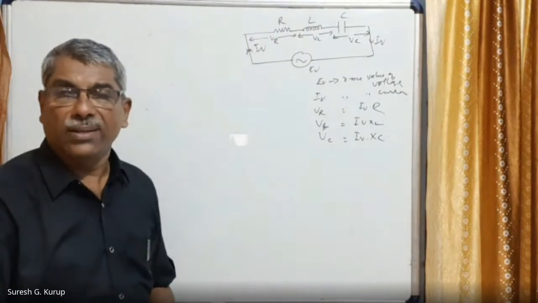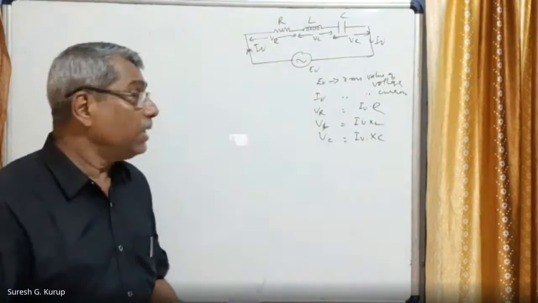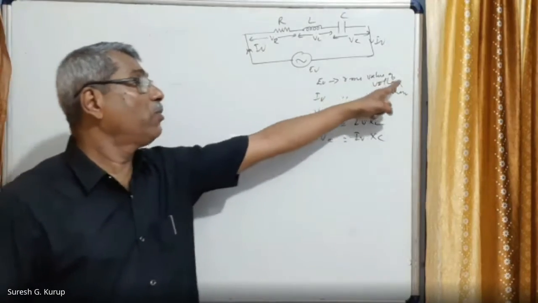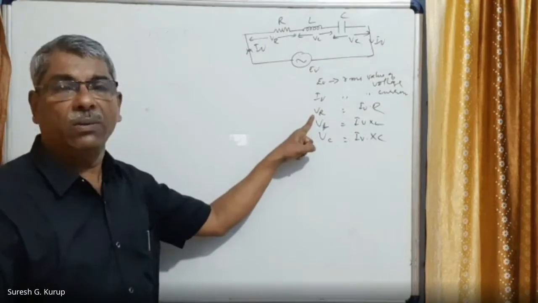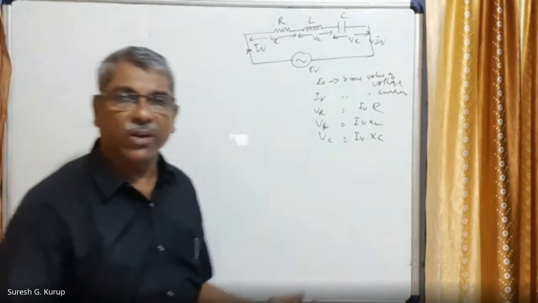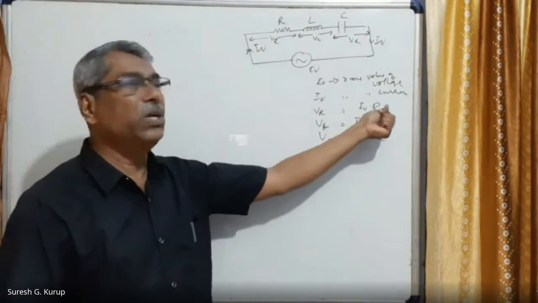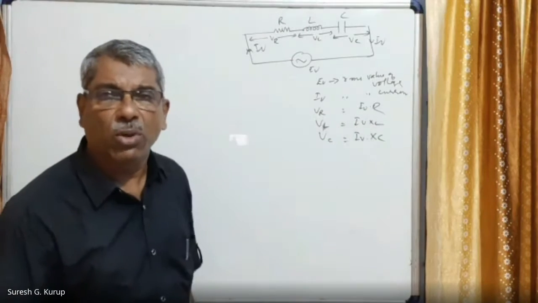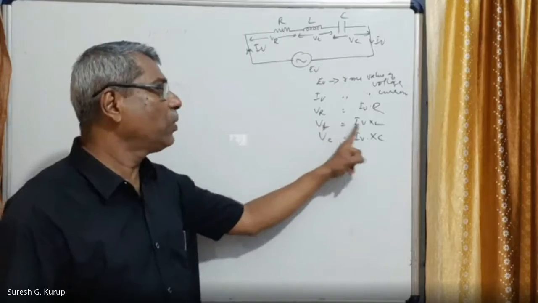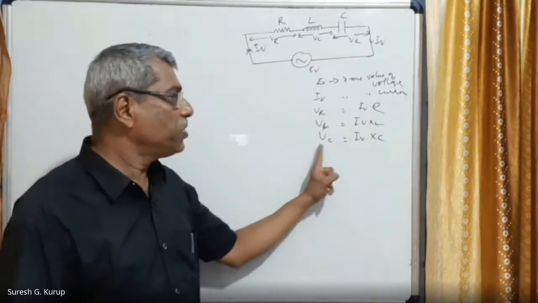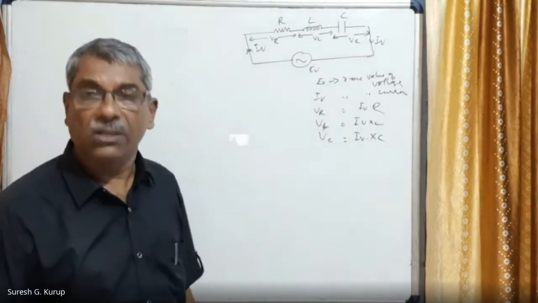I_v is the virtual current, or RMS value of current. E_v is the RMS value of voltage. You know, in an AC circuit, V_R is equal to I_v into R, where I_v means virtual current, the RMS effective value of current, into resistance. V_L is equal to I_v into X_L. V_C is equal to I_v into X_C.